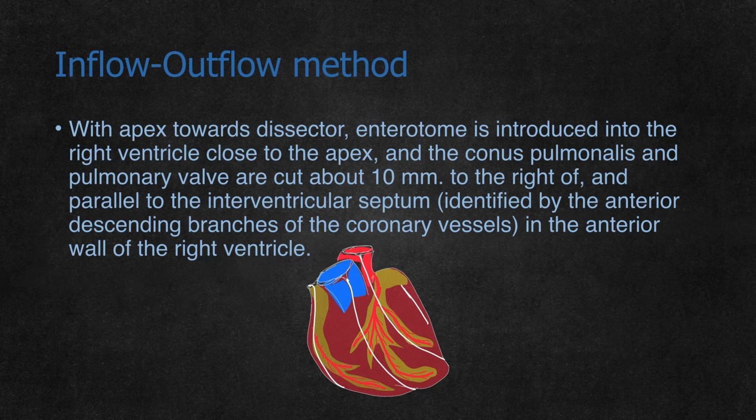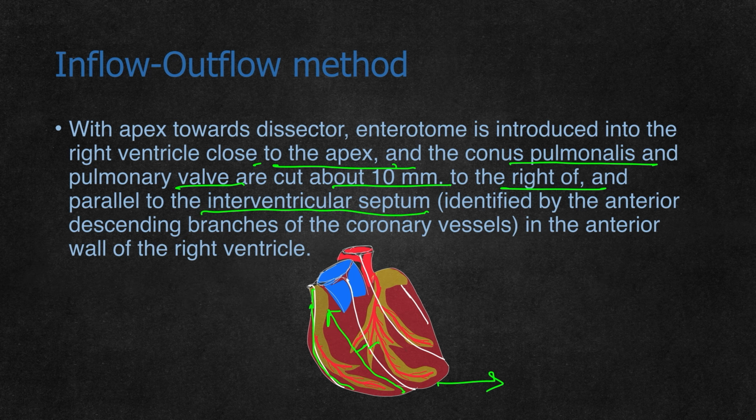Then the next incision, from the apex, is directed towards the pulmonary artery. The enterotome is introduced into the right ventricle. So from the right ventricle, close to the apex, the conus pulmonaris and pulmonary valve are cut about 10 mm to the right of and parallel to the interventricular septum. So the second incision goes from here to the pulmonary artery, from the apex, about 10 mm from the interventricular septum. This is the interventricular septum.